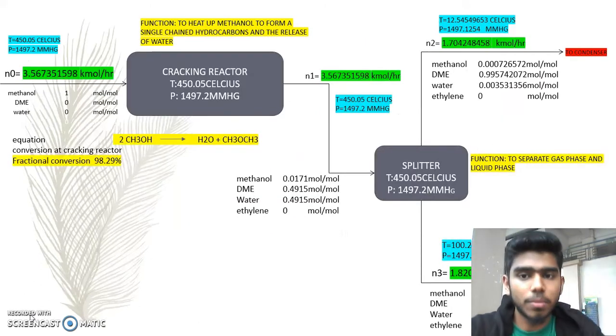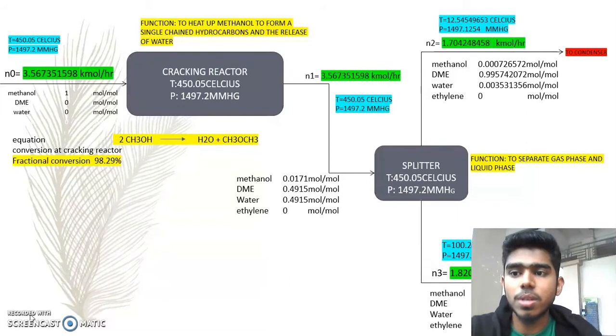Now I'm entering the first two units. The first unit is a cracking reactor, and the temperature for the cracking reactor is 450 degrees Celsius and the pressure is 1497.2 mmHg. The flow rate of input is 3.56735159 kilomole per hour, and the output flow rate is 3.56735159 kilomole per hour. The input stream and output stream temperature and pressure are the same, which is 450 Celsius and a pressure of 1497.2.